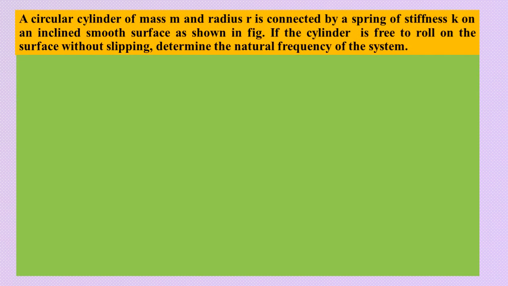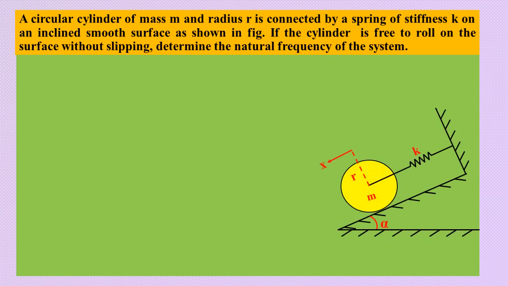Consider a problem. A circular cylinder of mass m and radius r is connected by a spring of stiffness k on an inclined smooth surface as shown in figure. If the cylinder is free to roll on the surface without slipping, determine the natural frequency of the system.